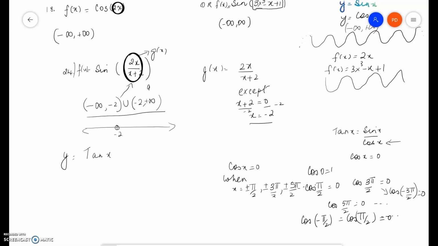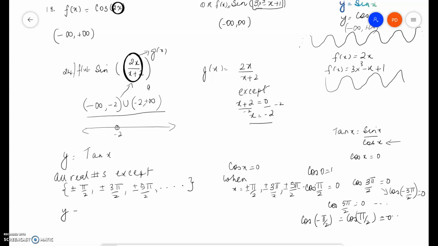So the function y equals tangent of x is continuous at all real numbers except plus or minus pi over 2, plus or minus 3 pi over 2, plus or minus 5 pi over 2, every odd multiple of pi over 2, plus or minus. That's what we've included as exceptions, all real numbers except.